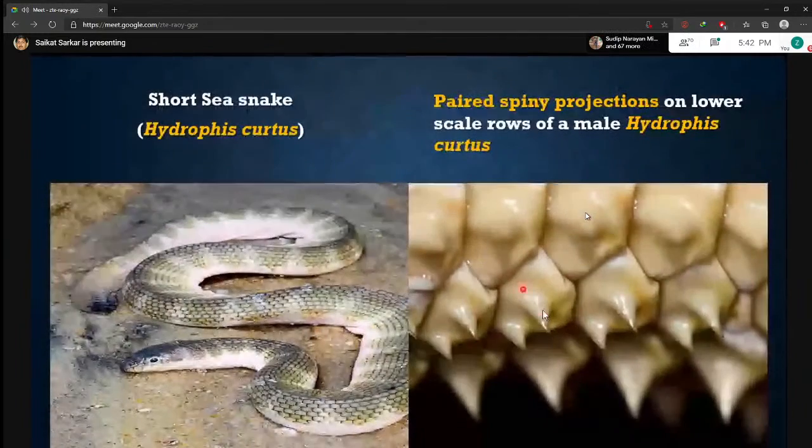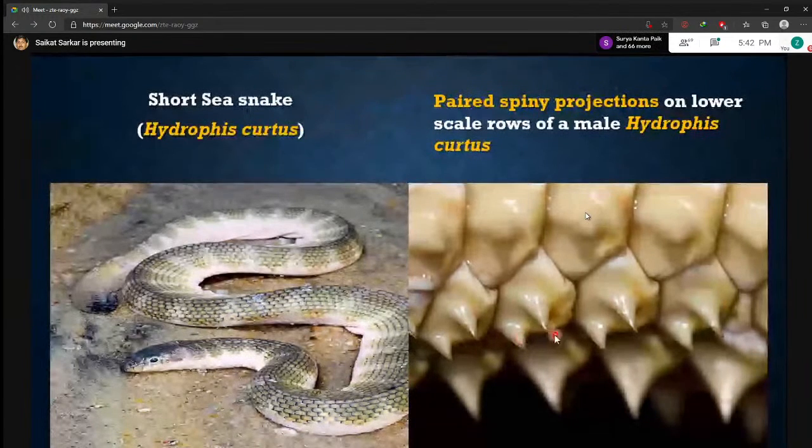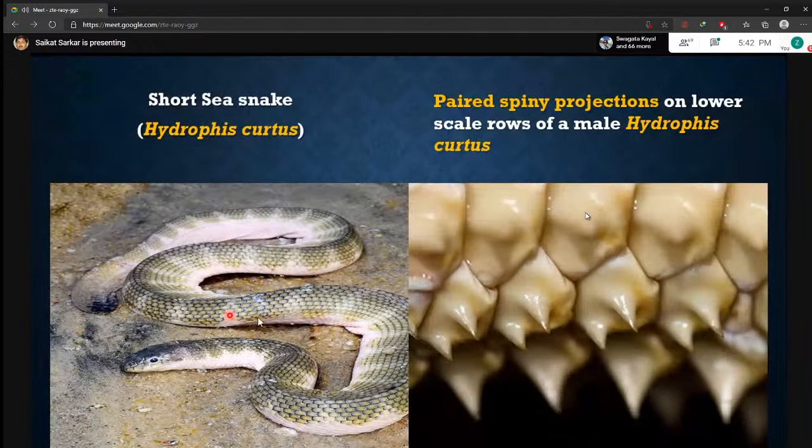Now coming to the short sea snake that I was talking about. So this is a muddy area. They're bogged down here, and these are the projections on the ventral scales. Maybe they're using them for the purpose of getting out from this impasse.